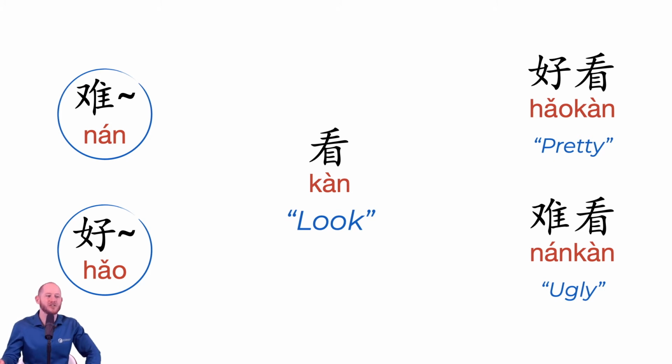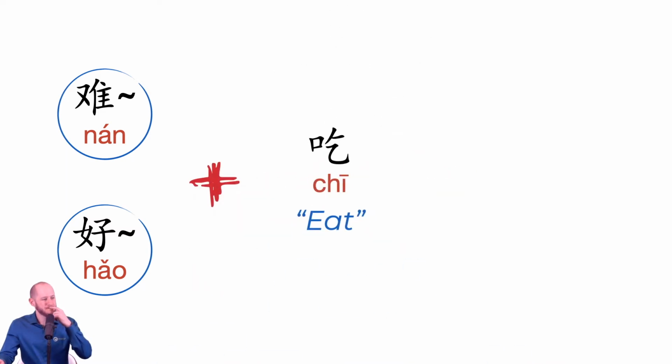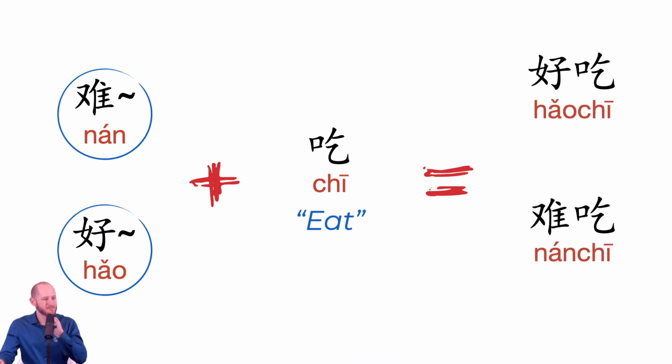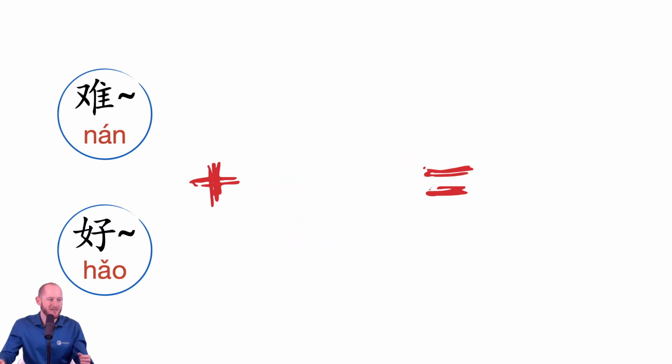So of course, as soon as I learned 难看, I went to all of my male friends and was just like, oh, you guys are all 难看 over here. How about 难吃, 好吃. 吃 means eat, so 好吃, delicious. 难吃, gross, as in gross to eat. So you'll see how these work all the time. How about this one?